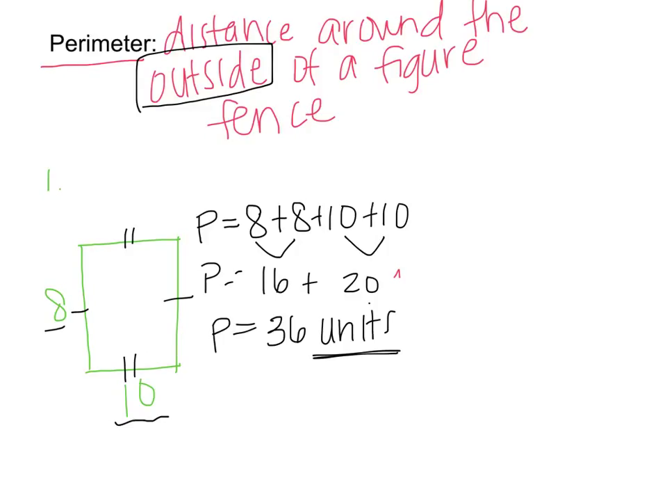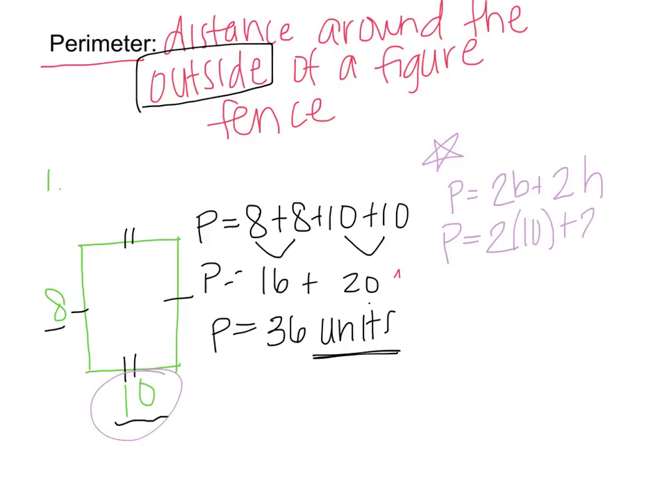Another way that you can find perimeter is you can do 2b plus 2h. And this is the way that I would prefer you to find it because this is more algebraic. So let's plug in what we know. We know that the perimeter is going to equal 2 and the base is 10, so 2 times 10 plus 2 times the height, which is 8. And let's see if we get the same answer.